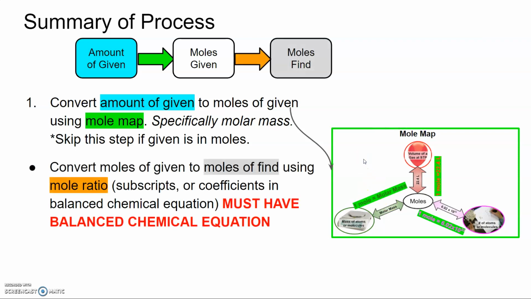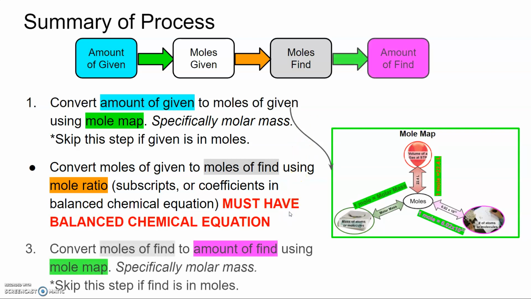Now, the next step is to go from our moles of given. Since we found the moles of given, we now need to go from moles of given to the moles of find. And this is where we use the mole ratio. And in our case, these will be the coefficients in the balanced chemical equation. Now, since we need to use the coefficients to balance the chemical equation, the chemical equation must be balanced. So we always have to check that.